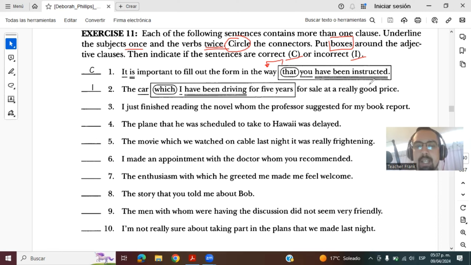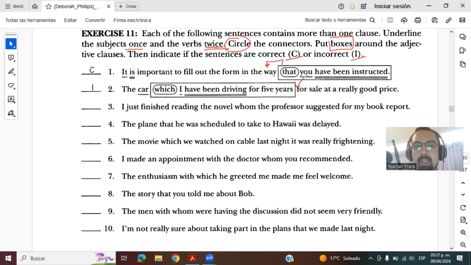good price. So we have the car, which I have been driving, which connector, I have been driving, clause. All of that, which I have been driving for years, is my adjective clause. But what's the mistake here? Exactly. We don't have a verb for the car. The car, which I have been driving for years, or which I love, or which whatever, the car is for sale, was for sale, will be for sale, right? We need a verb in this case. So yeah, it's missing a verb and it's incorrect.